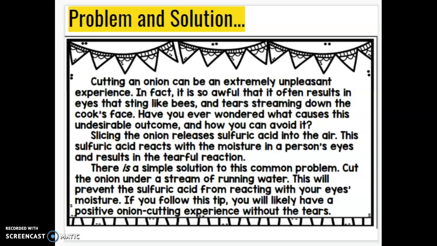So I want you to go back and reread the text. Like I said, think about what the problem is, what needs to be fixed, and then what is the solution? How is it fixed? And then I want you to work on the organizer on the next slide telling me what the problem is and what the solution is.